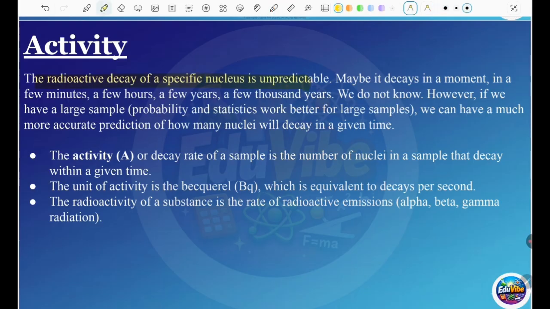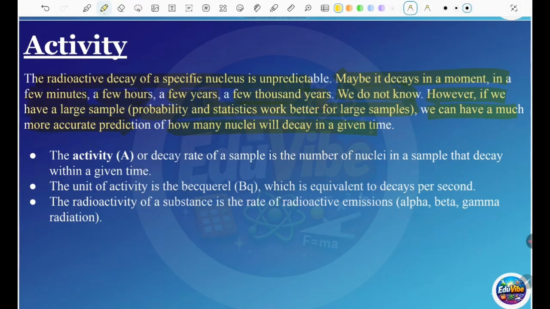The rate of decay of a specific nucleus is unpredictable. We can't say which rate of decay a specific nucleus has. Maybe it decays in a moment, in a few minutes, in a few hours, a few years, or a few thousand years. We don't know that. However, if you have a large sample, probability and statistics work for large samples, and we can make a much more accurate prediction of how many nuclei will decay in a given time.